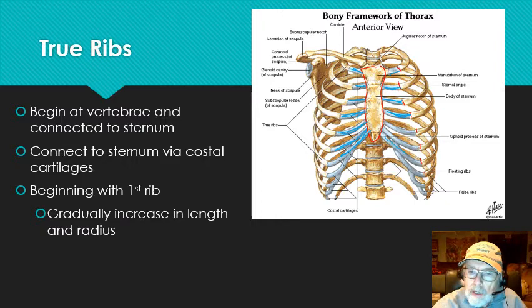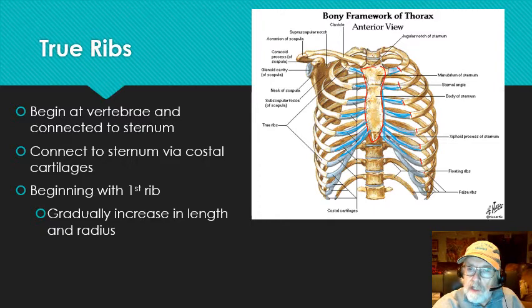Okay, and that should be 7. What a true rib is: the rib comes along, it comes to an abrupt end, it's attached to the cartilage, it comes this way. In a true rib, the cartilage and the rib attach directly to the sternum.